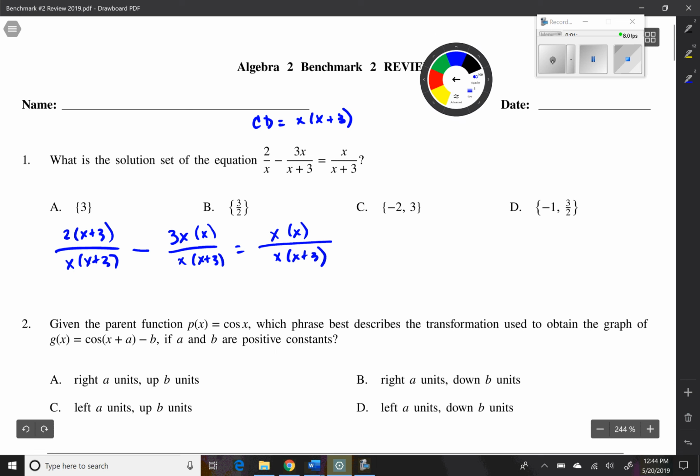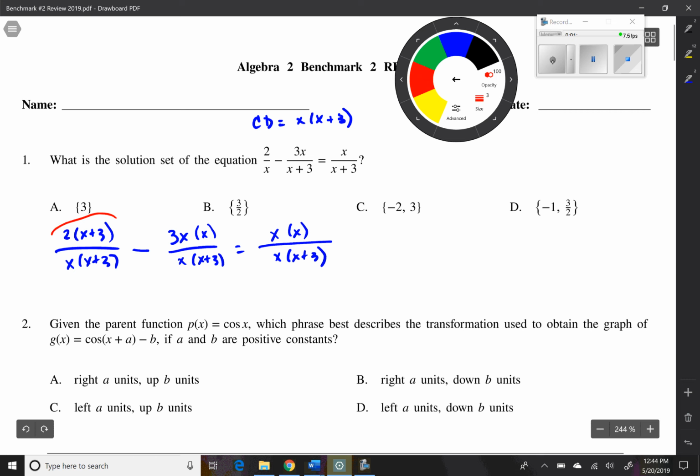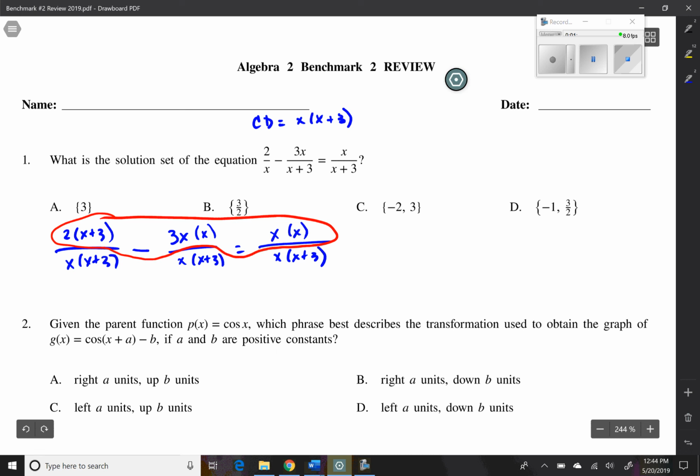And then what we did in class was we said, now that all the denominators are the same, the only thing I care about are the numerators. So what I'm circling in red is what I want to eventually solve. So if I do some distributing, 2x plus 6 minus 3x squared equals x squared. I then can start to think about factoring. Now to factor, I have to be equal to 0.